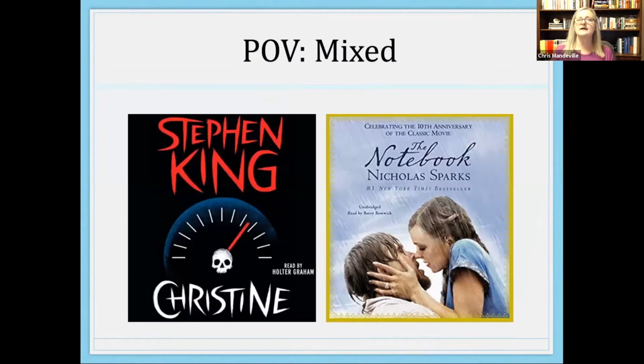Let's talk for a quick second about mixed point of view. That's when some scenes are in first person and some scenes are in third person. Examples are Stephen King's Christine. Some parts are told in first and some in third. Now, frame stories that I mentioned briefly with Titanic, like The Notebook by Nicholas Sparks. A frame story is when there's a story within a story.